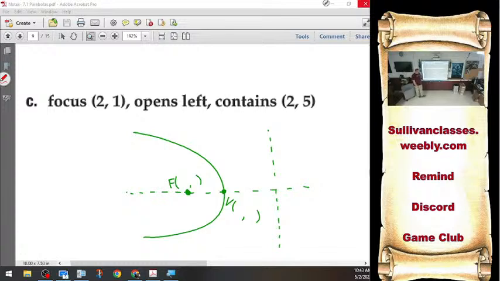All right, parabola opening left. Check. Focus of (2, 1). Check. Contains the point (2, 5). Where is that from this focus? Straight north. So it contains the point (2, 5), which means I actually don't need my distance formula this time. I can just count boxes, right? But that's the catch. Here, you come down here, you come down here, you come down here.